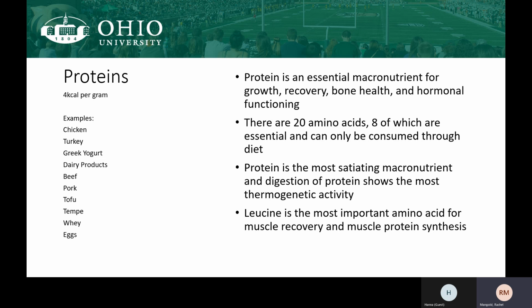Leucine is one of the amino acids that we were talking about. Leucine is the most important amino acid for muscle recovery and muscle protein synthesis. So if you're ever looking at protein powder, protein bars, any type of whey supplement, you'll want to check and make sure that it has leucine in it. And a lot of times it'll have it on the packaging that it does.